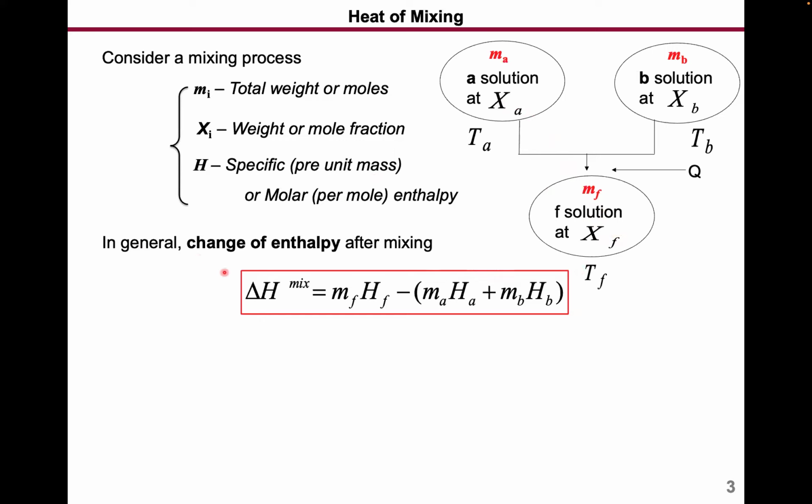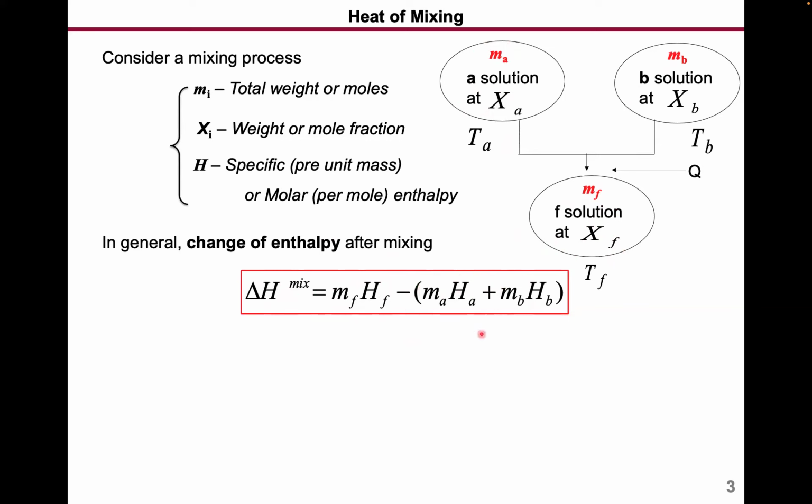All right, so in general, the change of enthalpy after mixing is going to be just equal to delta H mix, right? The final H value minus the initial H value added together. So the final enthalpy is going to be the mass MF times the specific enthalpy HF of the final solution, minus the initial, which is MA times HA plus MB times HB, okay? So this is the change of enthalpy after mixing.